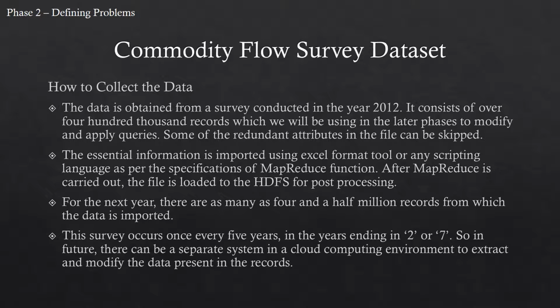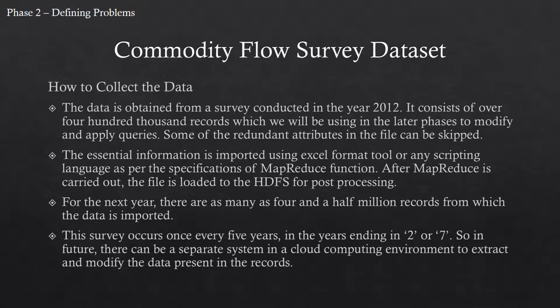Now on this slide, let's discuss how to collect the data. The data is obtained from a survey conducted in the year 2012. It consists of over 400,000 records which we will be using in the later phases to modify and apply queries. Some of the redundant attributes in the file can be skipped. The essential information is imported using an Excel format tool or any scripting language as per the specifications of the MapReduce function. After MapReduce is carried out, the file is loaded to the HDFS for post-processing.